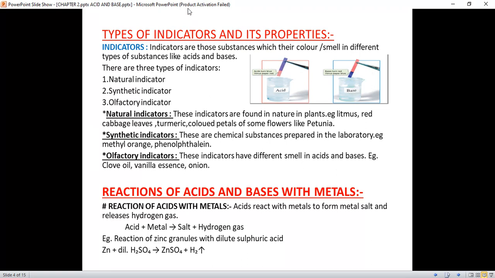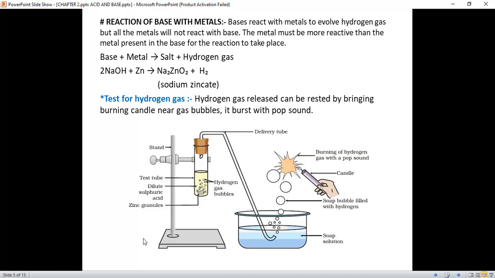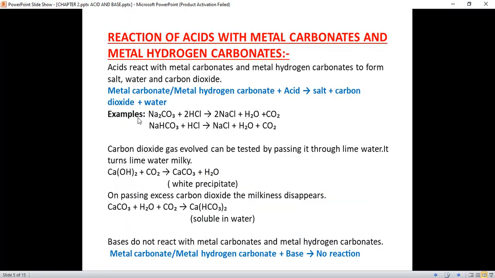Types of indicators we have seen: natural indicators, synthetic indicators, and olfactory indicators. Next topic is reaction of acid and base with metals. All the acids and bases will react with metal to form salt and water. Test for hydrogen we have seen. Hydrogen gas burns with a pop sound. Reaction of acid with metal carbonates and metal hydrogen carbonates. Acids will react with metal carbonates and metal hydrogen carbonates to give salt, carbon dioxide and water.